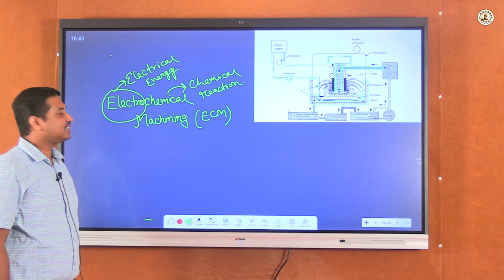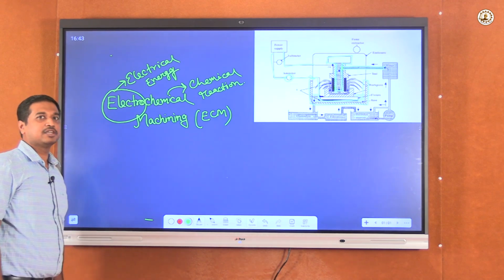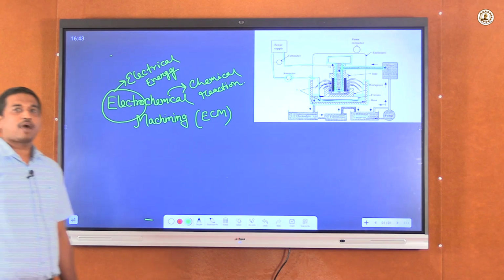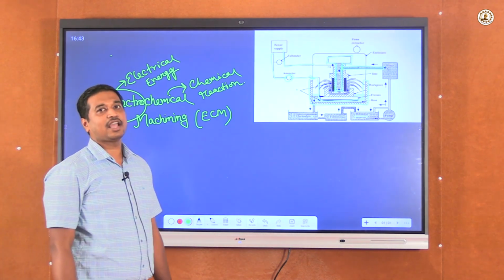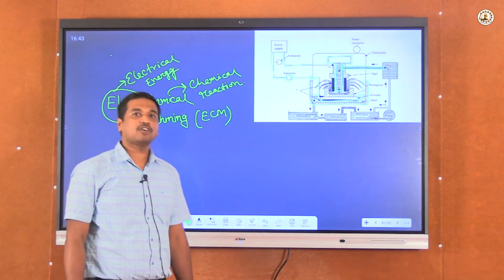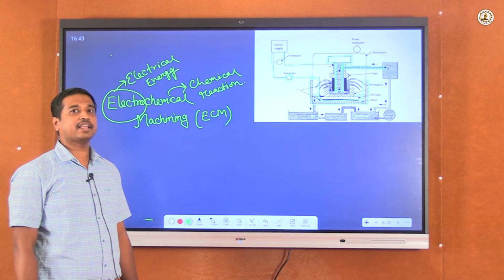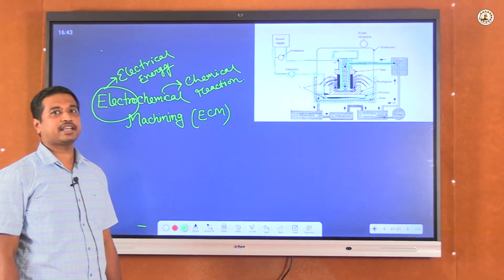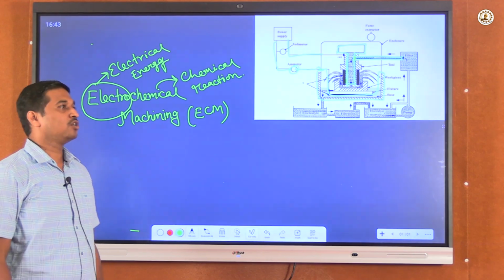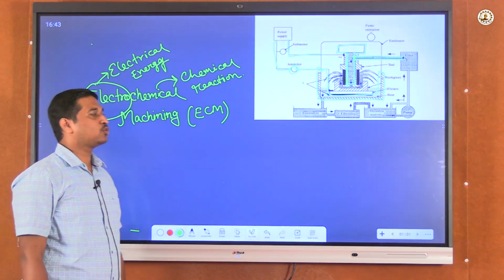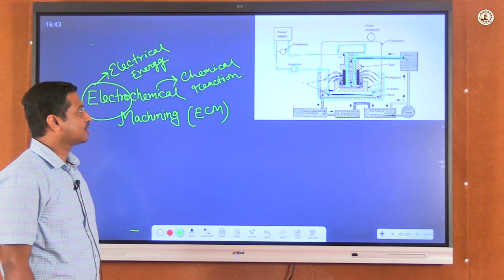So, there is some potential difference between the tool and workpiece. Here, the workpiece is the anode. Why? Because the anode always dissolves in the solution, so we are removing the material atom by atom. So the anode here is the workpiece and the tool is the cathode.